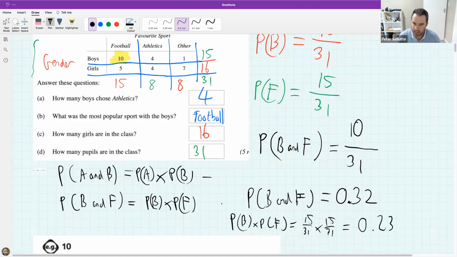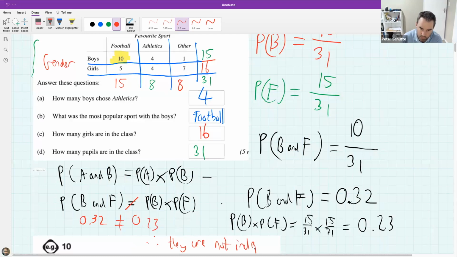So here's something interesting. Is the probability of B and F equal to the probability of B times the probability of F? Can we say these are equal? Are these two things equal? No, they're not, because 0.32 does not equal 0.23. And so therefore we would say here, gender is not independent of favorite sport, or we just say, therefore, they are not independent.